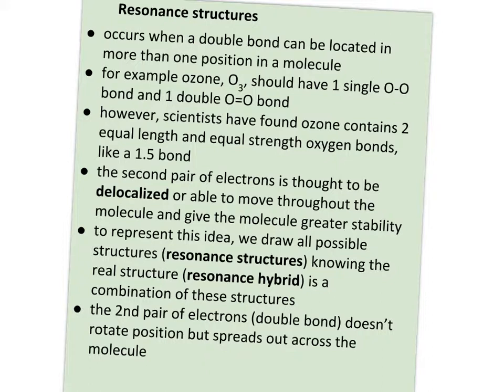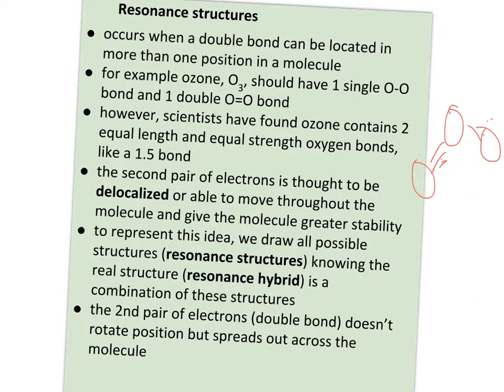If I just draw it here, like so. And what scientists have found is the double bond doesn't just stay in one place and the single bond in one place. Instead, both bonds have equal length and strength, and it's about equal to a 1.5 bond. So the second pair of electrons is now believed to be delocalized or able to move throughout the molecule. So that extra pair of electrons, or its second bond, isn't just here, and it doesn't even jump back and forth between the 2 places. It just spreads out across the molecule, and it gives the molecule greater stability.